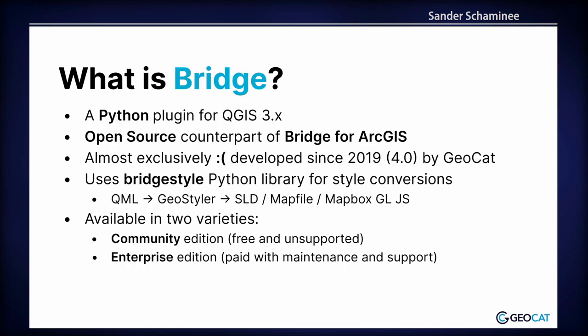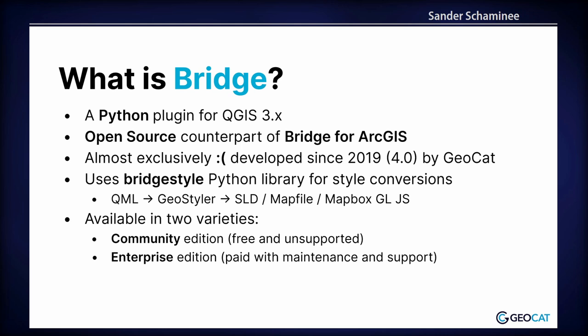Bridge is a Python plugin for QGIS, so you can download it through the plugin manager in QGIS. It's effectively the open source counterpart of Bridge for ArcGIS that already has a long history at GeoCat. Currently, it's almost exclusively developed by GeoCat, so by us. So it is an open source thing, but no one is really contributing. That always saddens me a bit, but I hope that's going to change in the future. Historically, because we already had other Bridge versions for ArcGIS, we immediately started with 4.0 in QGIS. That's always a bit confusing to people, like what happened to 3 and 2? Those are actually non-QGIS versions.